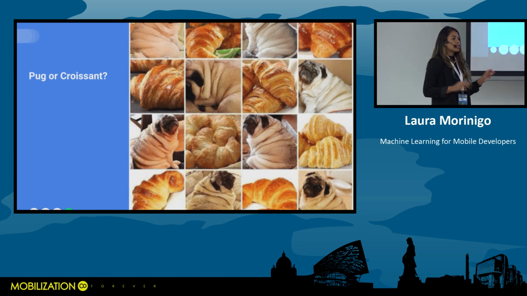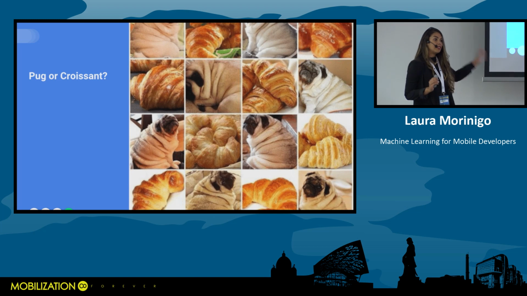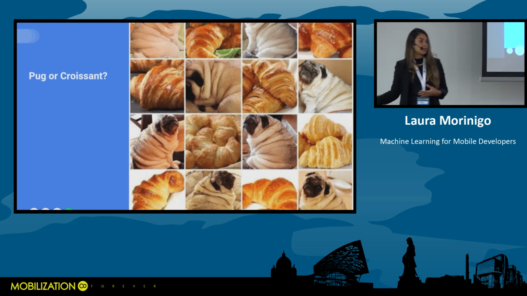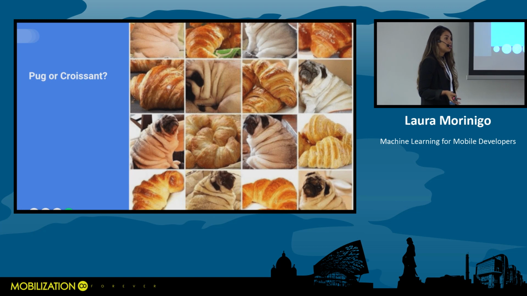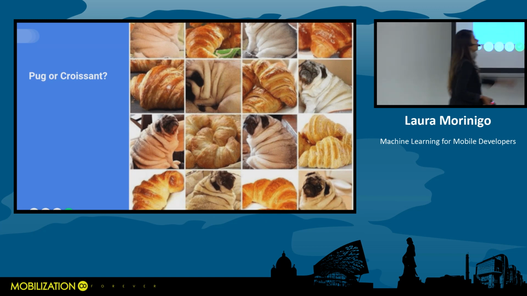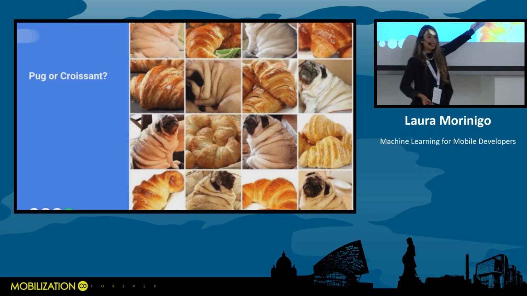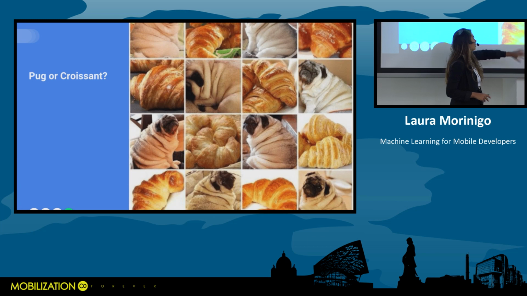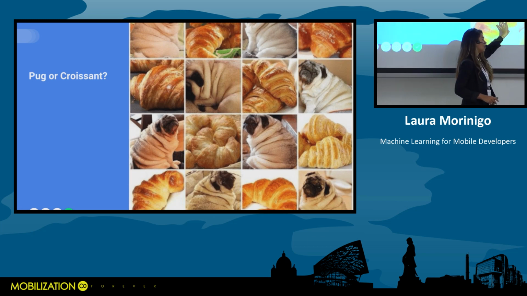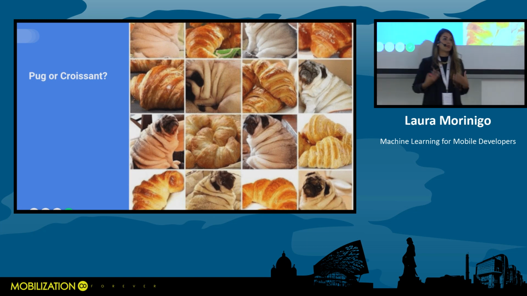When you want to do specific stuff, like in this case, get accuracy about which one is a croissant and which one is a pug, you have to provide all this information to your model. For the computer, this is not the same image as this one, even though for us it looks the same. Here it is cut. Here we have the same croissant, but in a different way. So we have to provide all this information to have a level of accuracy.